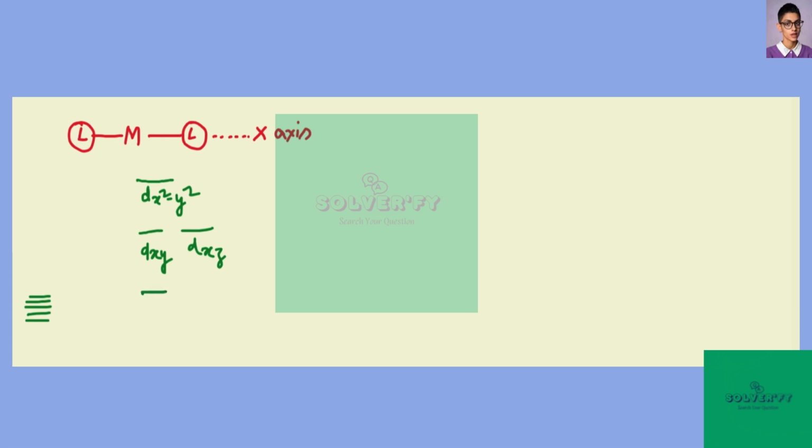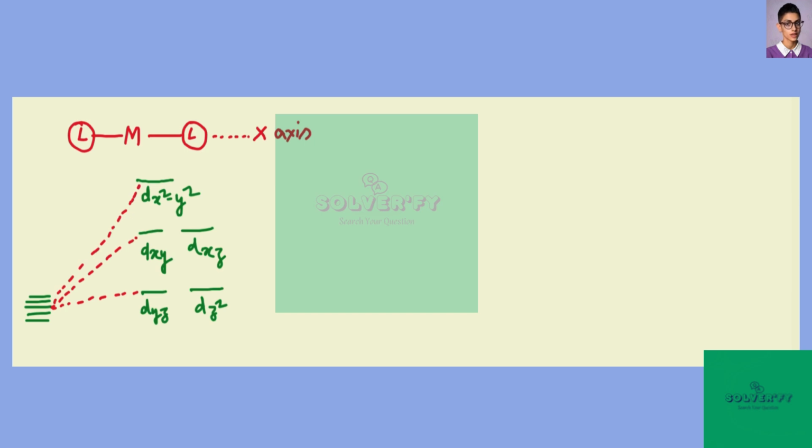two orbitals. One should be dyz and the next should be dz square. So this is the splitting which is taking place. We can say the lowest energy level should be this one, after that this is the energy level, and the highest energy level in the splitting is this one.